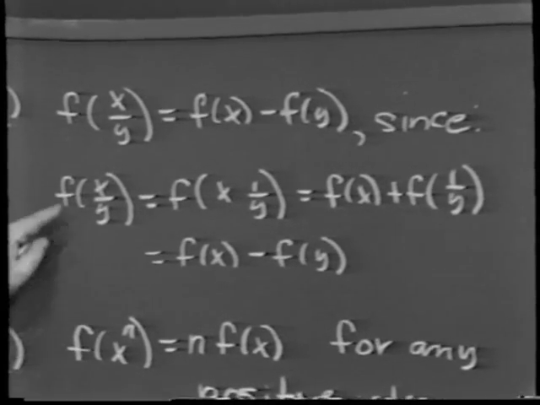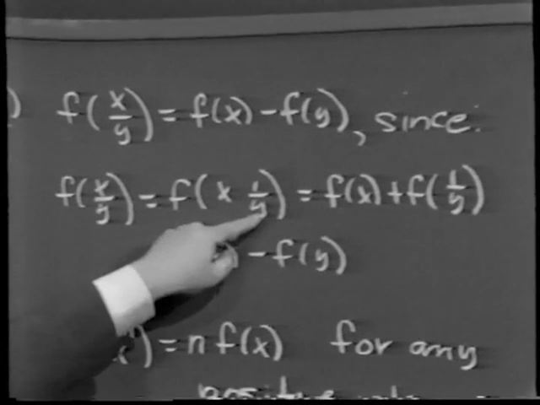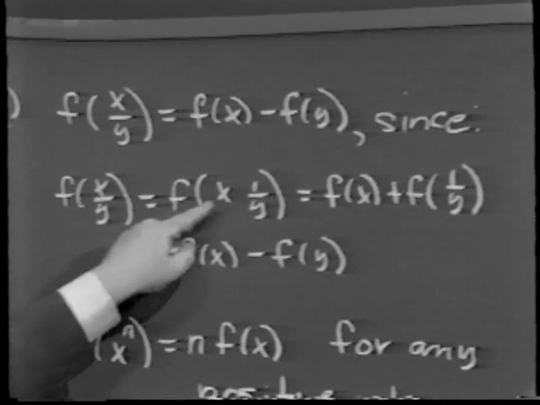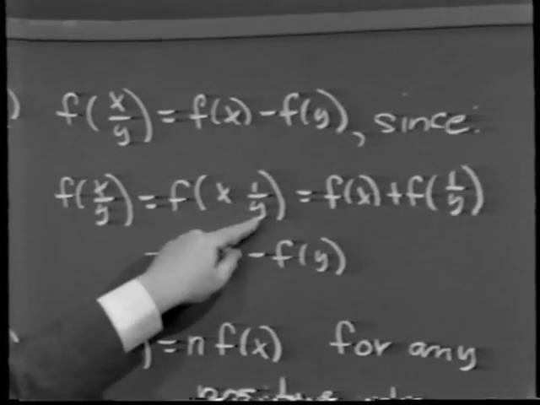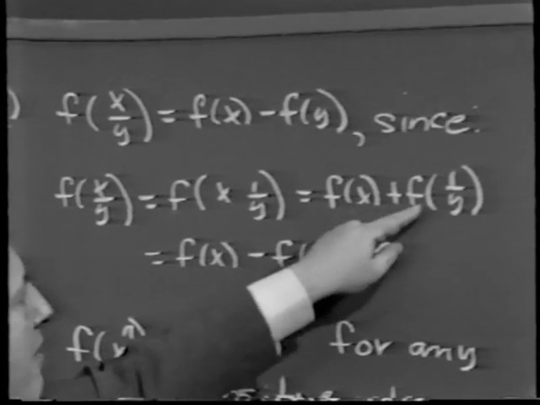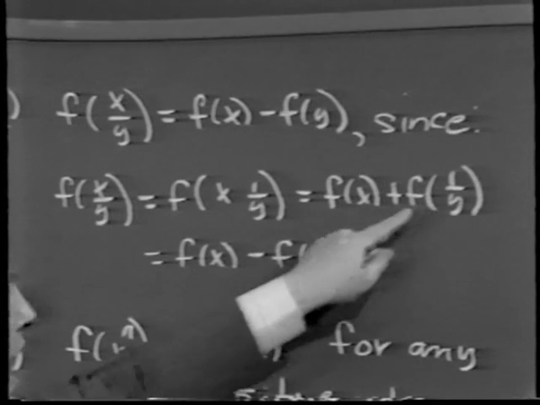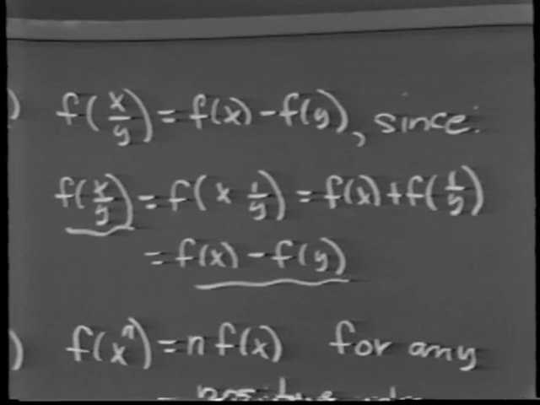Why is that the case? Well, look at f of x over y. That says f of x times 1 over y. But again, by logarithmic properties, f of a product is the sum of the f's. Therefore, f of x times 1 over y is f of x plus f of 1 over y. But we just saw that f of 1 over y is minus f of y. So we have this familiar result now.